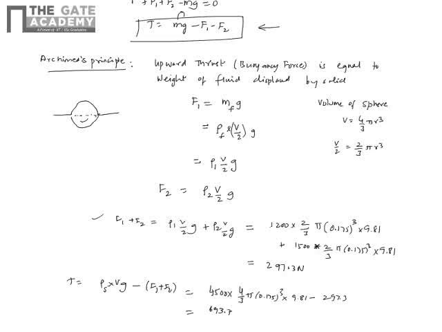So it's all about drawing a free body diagram, writing the forces, and finding the upward thrust, the buoyancy forces, using Archimedes principle. The answer is 693.7, so close to 694, and the option is C. Thank you.